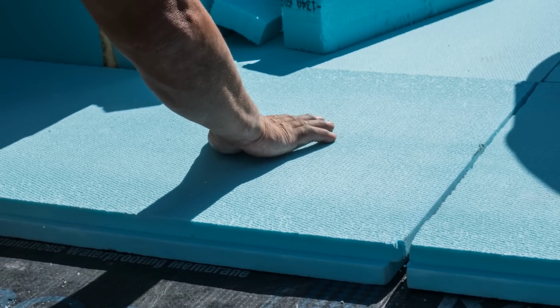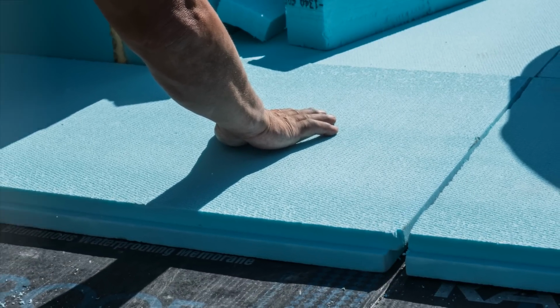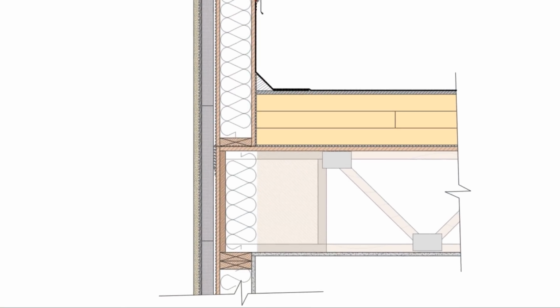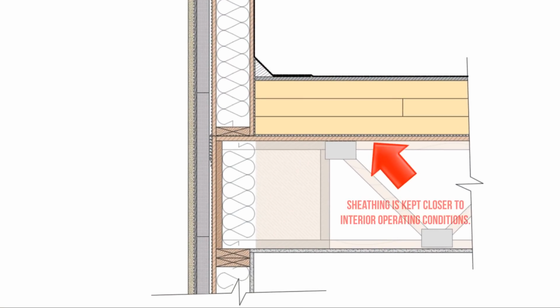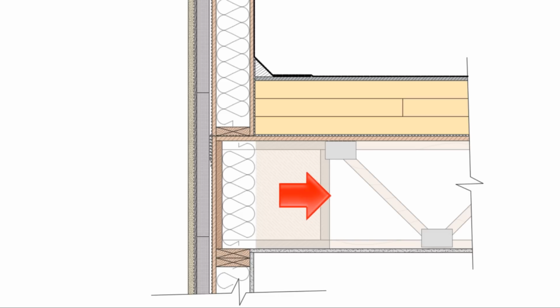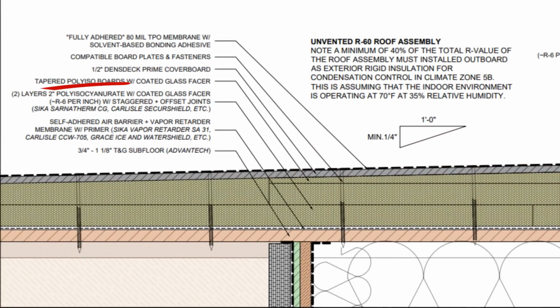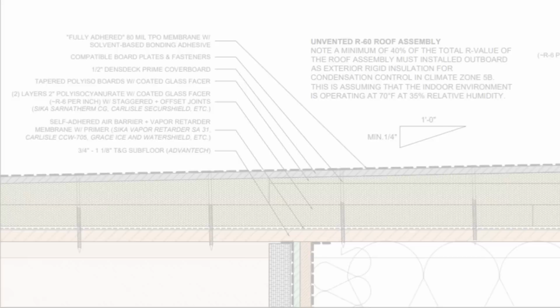However, the safest option is to install all of the insulation outboard of the sheathing and leave the cavities uninsulated. Not only will this keep the backside of the sheathing closer to interior conditions, but it'll also provide a service cavity for HVAC ductwork and electrical conduit. You should also install your outboard rigid insulation in multiple layers with staggered and offset joints to prevent convective looping between the seams. Number 4.